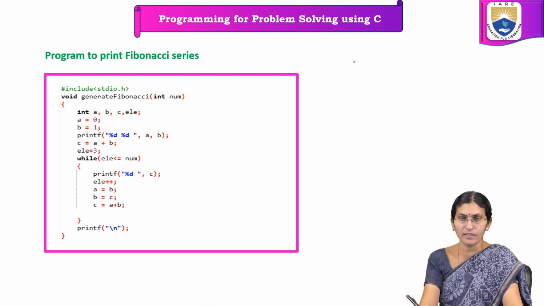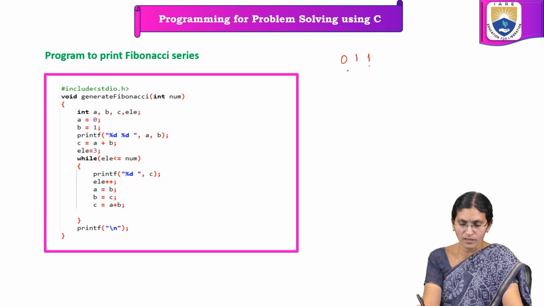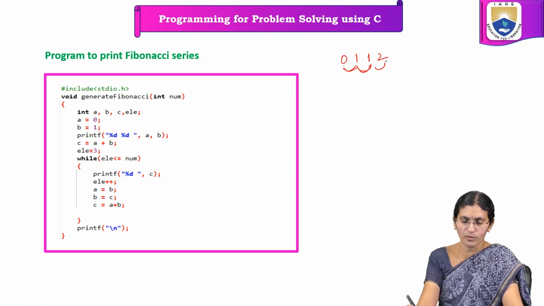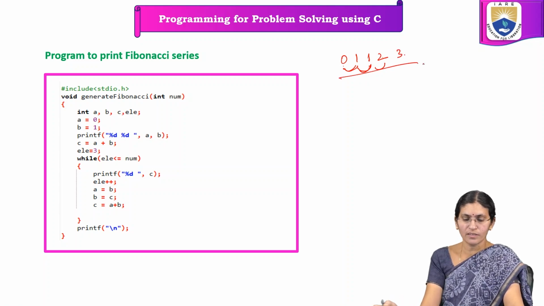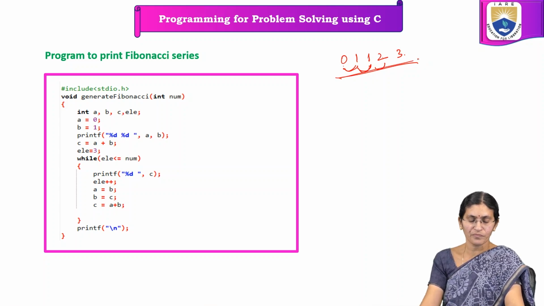Now the Fibonacci series is a series of numbers where the next number is the addition of the previous two numbers. Suppose 0 and 1, the next number will be 1, and the next number will be the addition of these two, 2. Next number is equal to the addition of these two, 2 plus 1 is equal to 3. In this way, this is a Fibonacci series. For this we are going to write the program in C language.